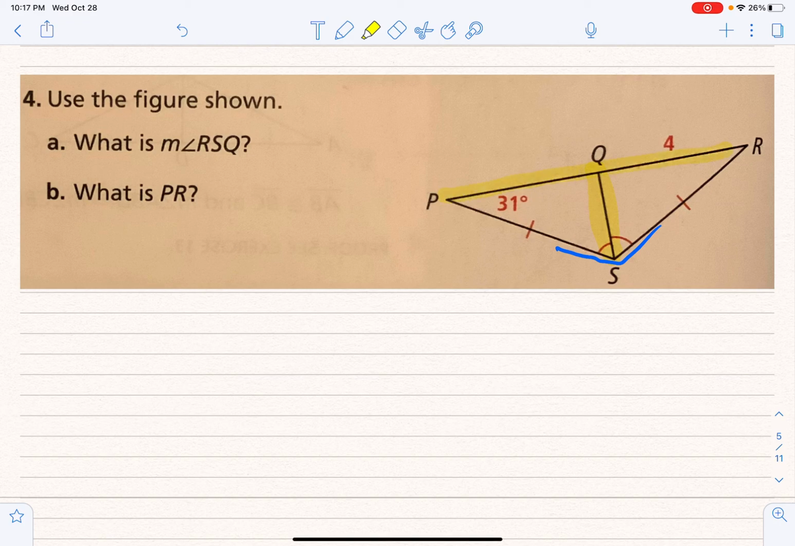Okay, and so I want to see if you can answer these two questions. So we're going to take about 2 minutes. In the next 2 minutes, I want to see if you can figure out the answer to these two questions. Okay, and you're going to give that a try right now.